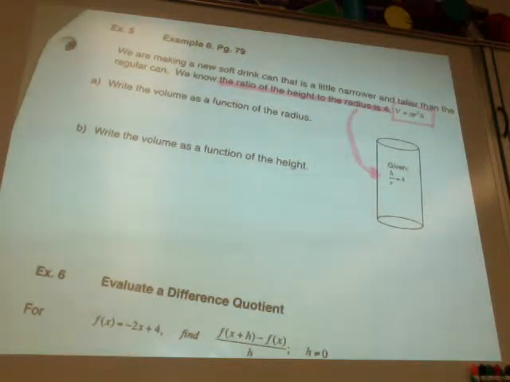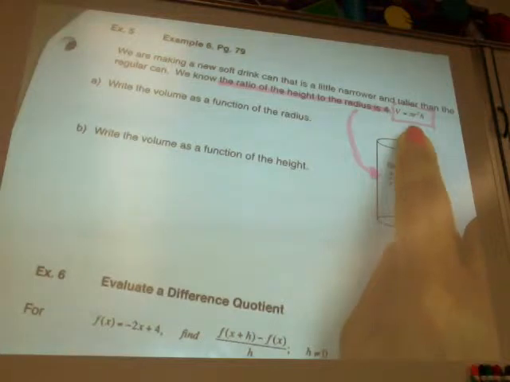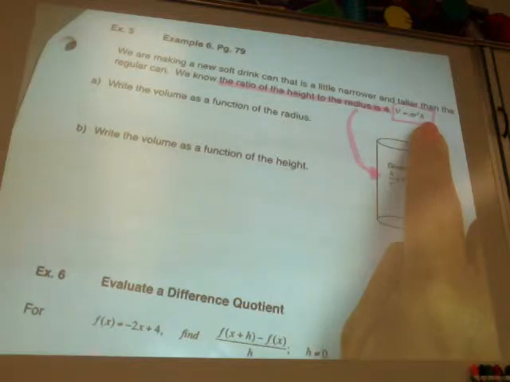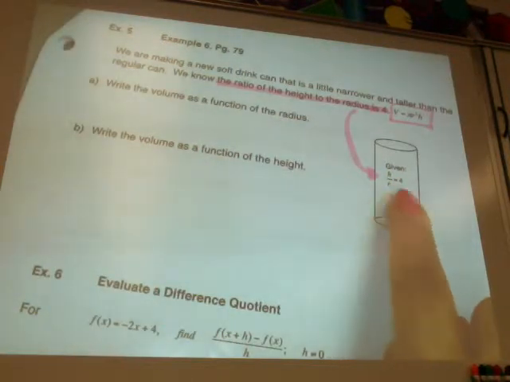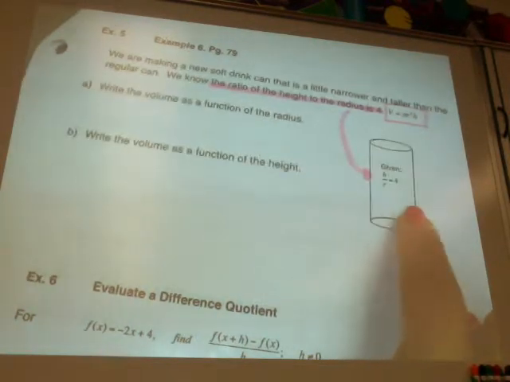The first question says, write the volume as a function of the radius. In other words, I only want to see R in the volume formula. What's there that I don't want to see? Height, H. So we've got to remove H and replace it with something in terms of R. Don't we know that the ratio of height to R is 4? Can I use this? What do I want to solve it for if I want to get rid of H, and replace it with something in terms of R?